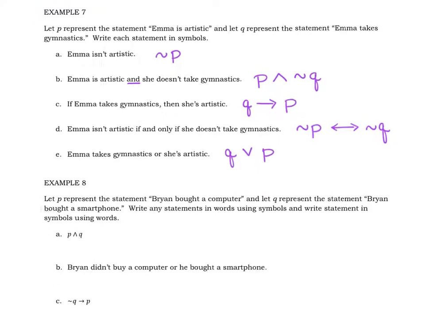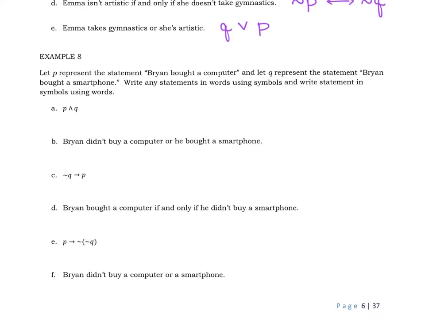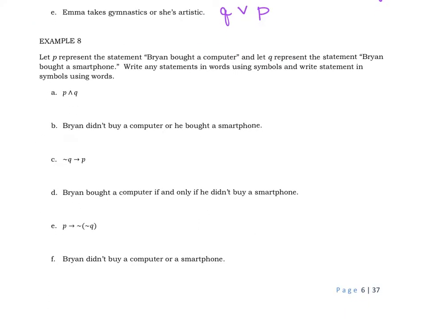All right, so now let's kind of mix up those two things. We're going to have some written in symbols, some written in words, and we're going to go from one to the other. All right, so we've got P is the statement Brian bought a computer. Q is the statement Brian bought a smartphone. All right, so P, Brian bought a computer.